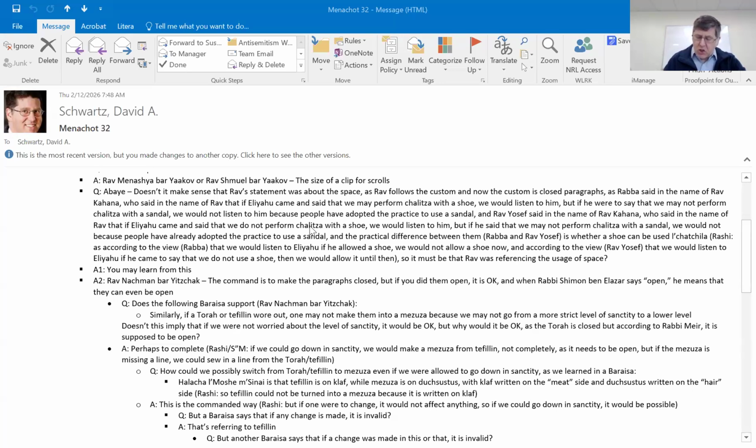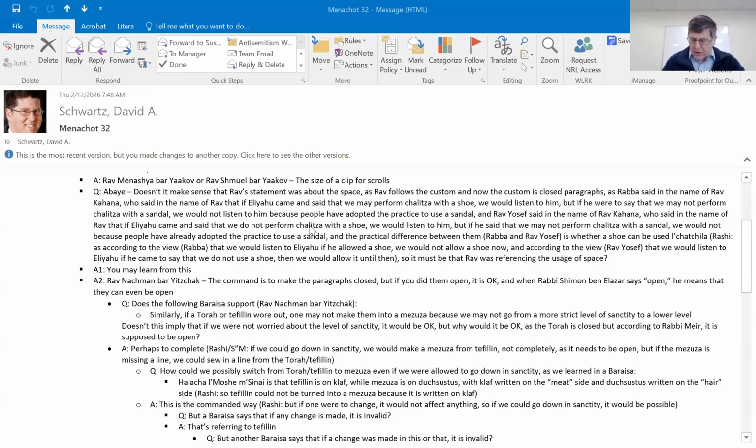Halacha l'Moshe miSinai, tefillin ala klaf, umezuzah al haduchsustus. Klaf b'makom basar, duchsustus b'makom seyar. That we have a halacha that says specifically that you have to write tefillin and mezuzot on different parchment. The tefillin are written on the inner part, on the place of the meat, meaning the inner part of the outer layer of the skin, whereas the mezuzah is written on the outer layer of the outer side of the inner layer, on the hair side of the inner layer.